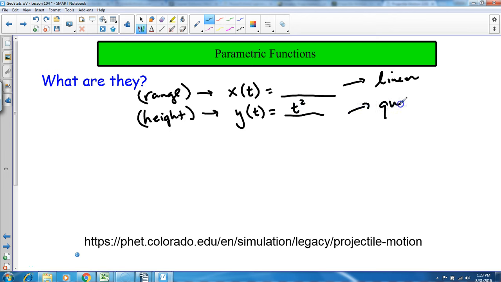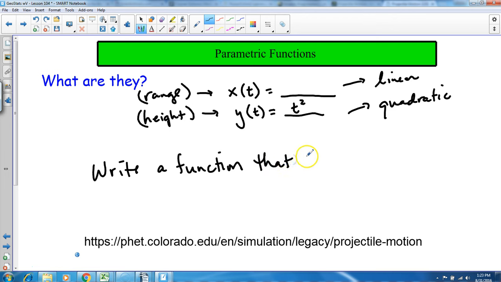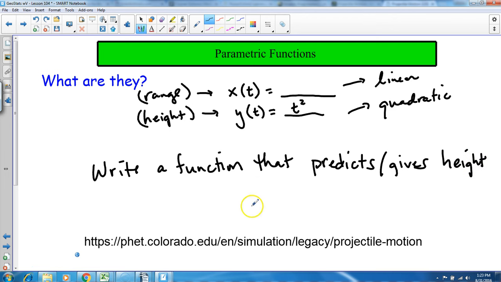This is a quadratic. So what we want to look at here is what happens if I don't want this to be dependent upon time anymore. I want to write a function that essentially predicts height, or gives me the height of that cannon shell based on how far it's traveled in the x direction.